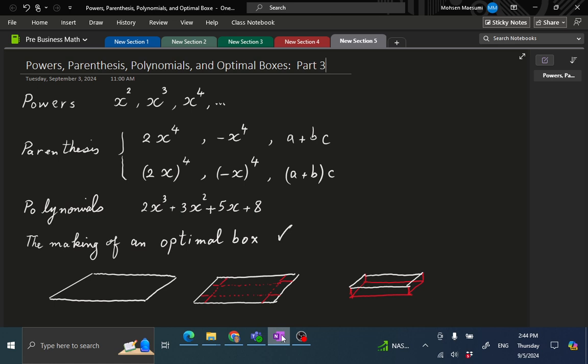Today we are going to have another installment on our series on powers, parentheses, polynomials, and optimal boxes. So this is going to be part 3 of the series. You remember that we talked about powers, x squared, x cubed, and so on. Then we talked about order of operation and the role of parentheses there. And when we combine all of these things, we get polynomials. So polynomials are the powers of x multiplied by some numbers and added and subtracted.